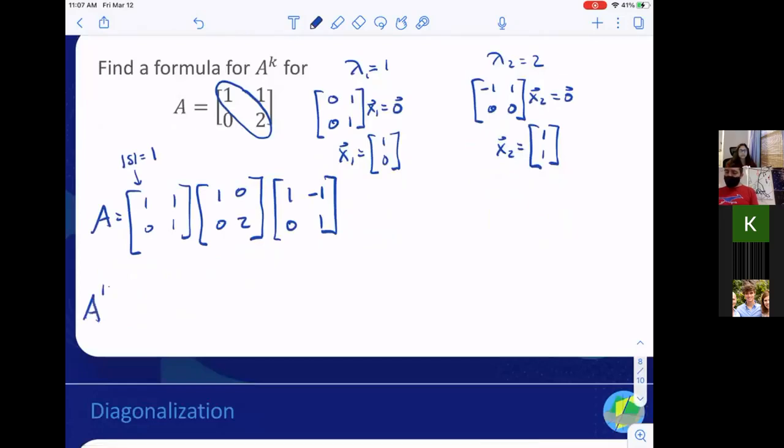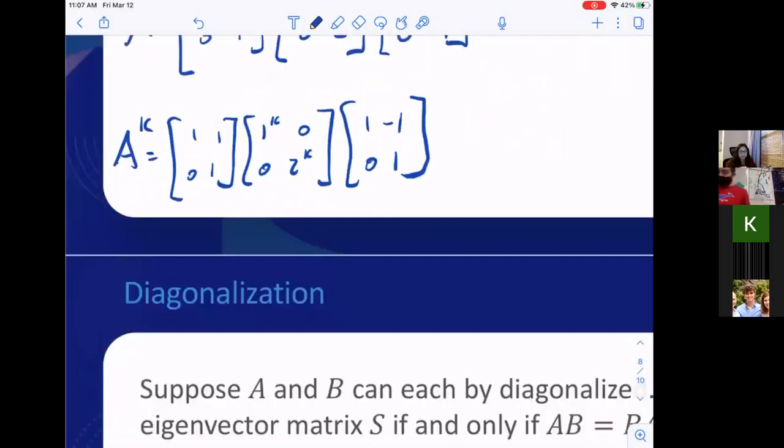A to the K will then be 1, 1, 0, 1 times 1 to the K, 0, 0, 2 to the K times 1, -1, 0, 1. Okay, if we multiply that out, we'll have a formula basically that'll give us one matrix that is A to the K, A to the second, A to the fifth, A to the 100th, whatever. So first I'm going to multiply the first two matrices. I'll have 1 to the K plus 0, which is 1 to the K, which is really just 1.